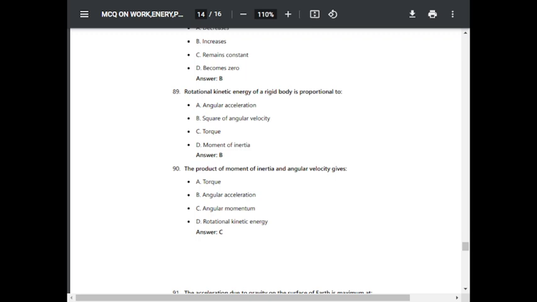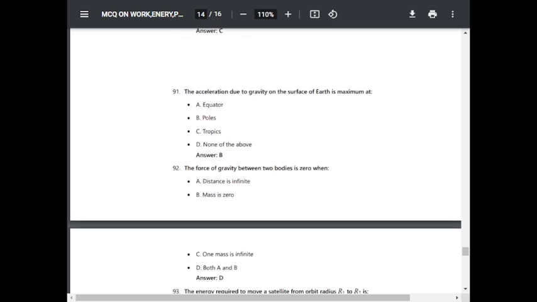Question number 90. The product of moment of inertia and angular velocity gives: option A, torque; option B, angular acceleration; option C, angular momentum; option D, rotational kinetic energy. Option C is correct, that is angular momentum. The product of moment of inertia and angular velocity is equal to angular momentum. Option C is correct.